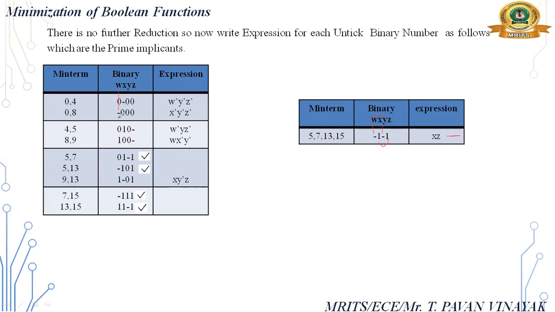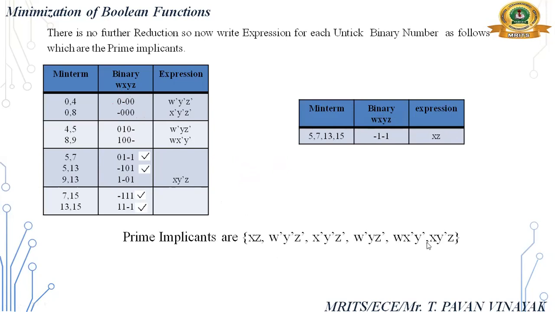See, where dash is available, skip that term. Here dash is available at W, so in this term you skip W. Similarly, where dash is available, check that variable, whether it is X or Y or Z, then skip that term. Here three zeros are available. How to write the expression? Don't get confused. Check where dash is available. Now you write minterms also. So finally, prime implicants are this one. So prime implicants are also found.